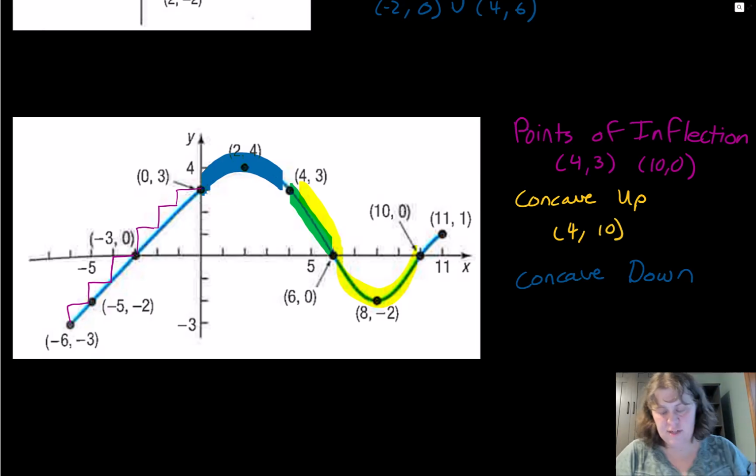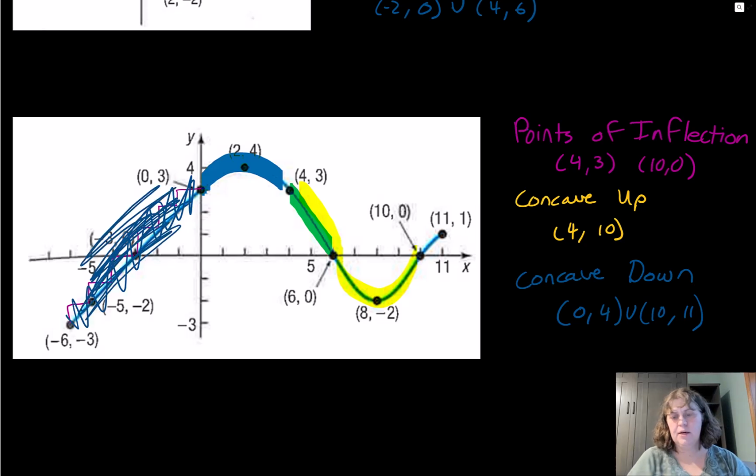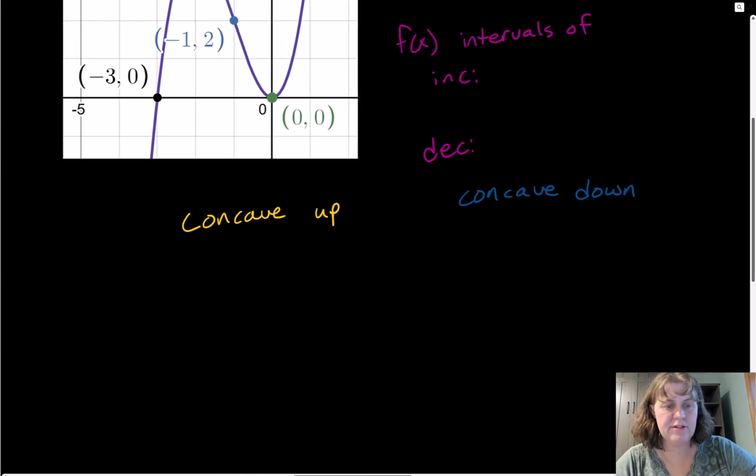And then concave down, we're going to go from, I hit the wrong thing. Try that again. There we go. 0 to 4 and 10 to 11. And we'll just pretend like this part of the graph isn't there. There we go. Now it's a nice, happy graph. Okay, moving on. Turning the page.